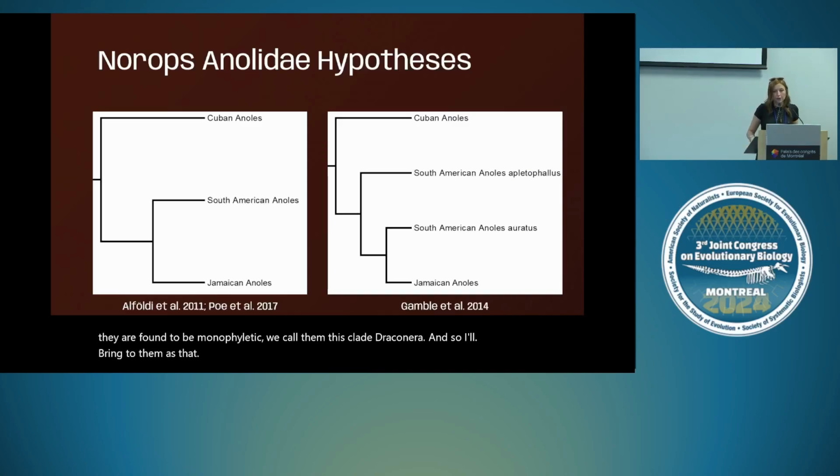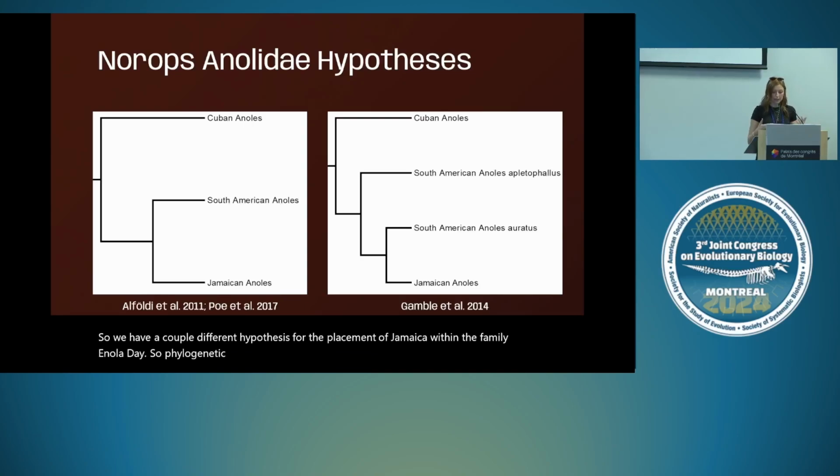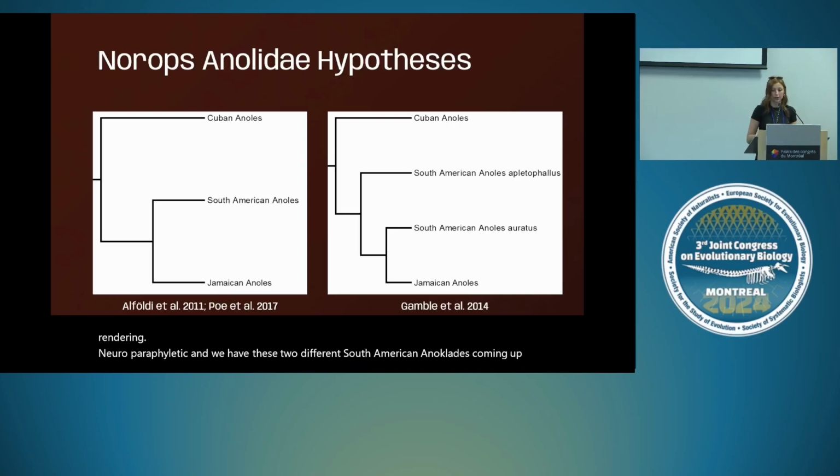We have a couple different hypotheses for the placement of Jamaica within the family Anolidae. Phylogenetic studies in anoles using different data sets have given us these different hypotheses. First, here on the left, we're finding a monophyletic Draconura and then Jamaican anoles as sister to this group to the exclusion of Cuban anoles. Or studies have found Jamaican anoles as nested within South American anoles, rendering Draconura paraphyletic, and we have these two different South American anole clades coming up: this auratus clade and the apletophalus clade.